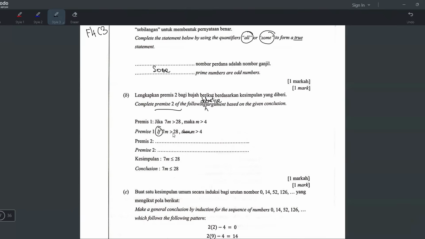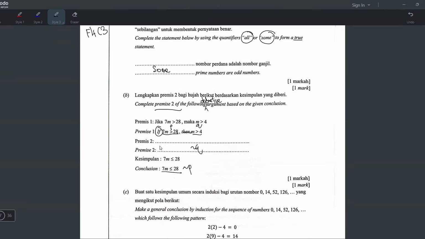So if 7m bigger than 28, then m is bigger than 4. Premise 2 tak bagi, and then says 7m smaller equals 28. So this is your P, this is your Q. And the premise 2 never gives you Q. And this one actually is the P, but they did something here. They did the negation. Ya, dia sudah buat negation. Dalam bahasa Melayu is the penafian. So when you do negation P here, that means here you have to do negation Q.